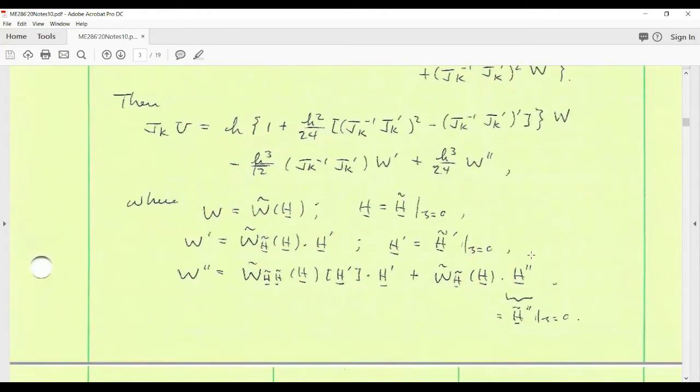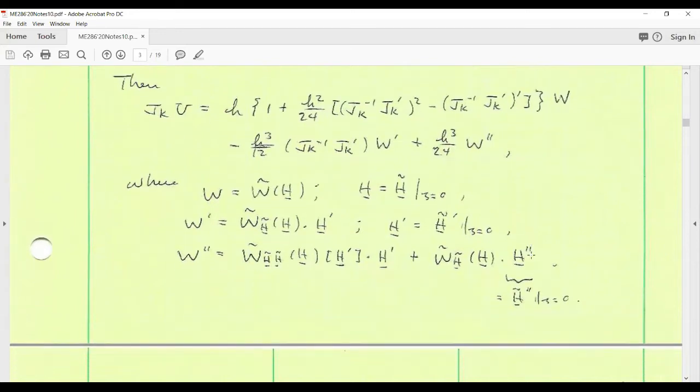So it looks a bit unpleasant, but it will simplify things dramatically shortly. Okay, the W again we're talking about, take the three-dimensional energy and evaluate it for H on the midplane. H is the midplane value of the elastic deformation. W prime, well, using the chain rule, that would be dW/dH inner product H prime. But now we're evaluating on the midplane, so the argument of dW/dH is just H evaluated on the midplane, and then H prime is the through thickness derivative of H evaluated on the midplane.